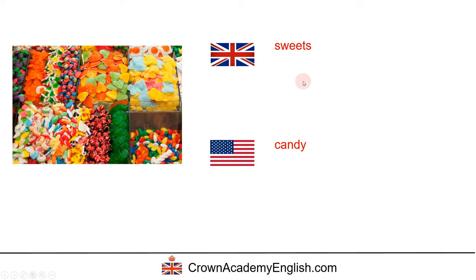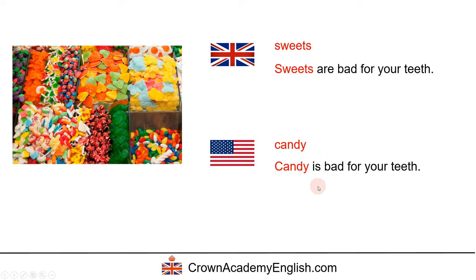In British English, we can say, sweets are bad for your teeth. And here we have a plural and a plural. In American English, we would use an uncountable noun here. We consider it to be uncountable. Therefore, this is singular, and the verb is also singular. Candy is bad for your teeth.